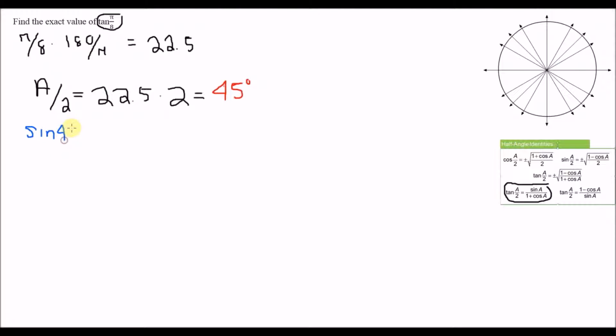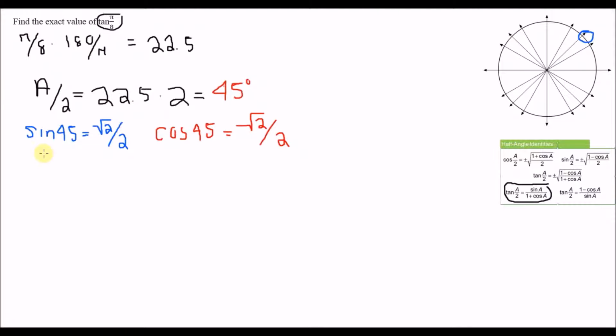So sine A, sine 45, will equal square root of 2, sorry, square root of 2 over 2. And we know that because on the unit circle at 45 degrees, sine equals square root of 2 over 2. And actually, at 45 degrees, cosine does as well. So both cosine and sine equal square root of 2 over 2.